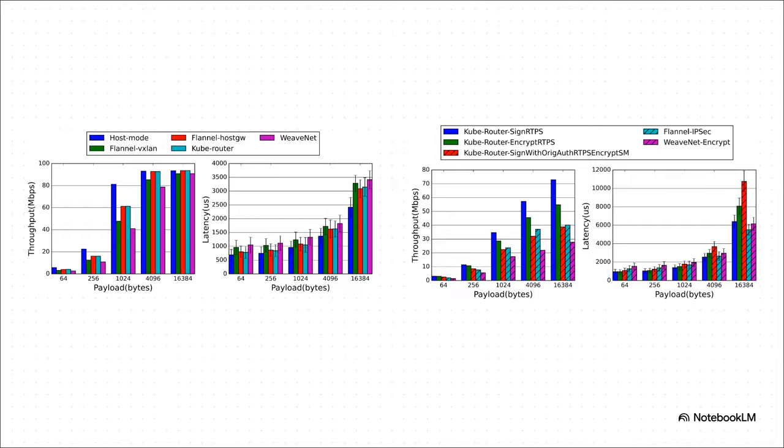Take a look at these charts on the left. They're all about raw speed. The top one is throughput. Higher is better. See those green and red bars? That's direct routing. They're hitting close to line speed. Now look down at the purple and light blue bars. Those are the overlay networks. They are way slower. The bottom chart is latency, where lower is better. Same story. Direct routing is way faster.